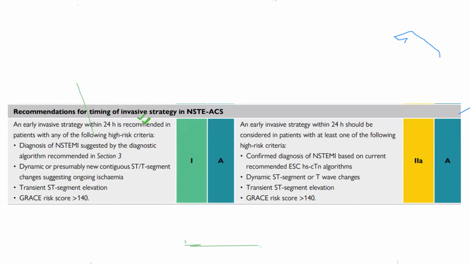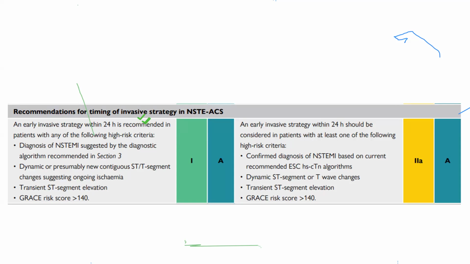Now, with respect to the timing of invasive strategy in non-ST elevation ACS, the old guidelines said an early invasive strategy within 24 hours is recommended in patients with any of the following high-risk criteria: diagnosis of NSTEMI suggested by the diagnostic algorithm we went through, dynamic or presumably new contiguous ST-T segment changes suggesting ongoing ischemia, transient ST elevation, or GRACE score greater than 140. For this, the level of evidence recommendation was 1.